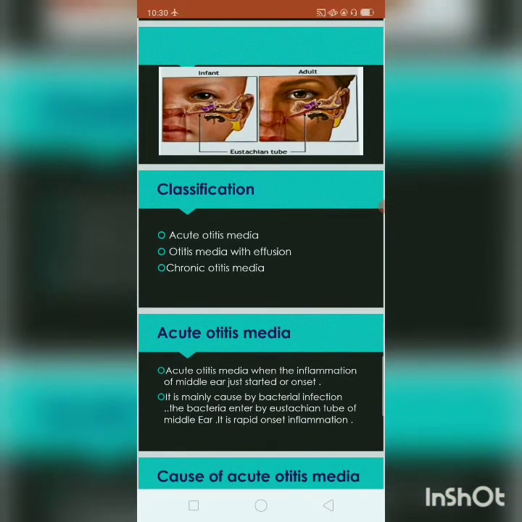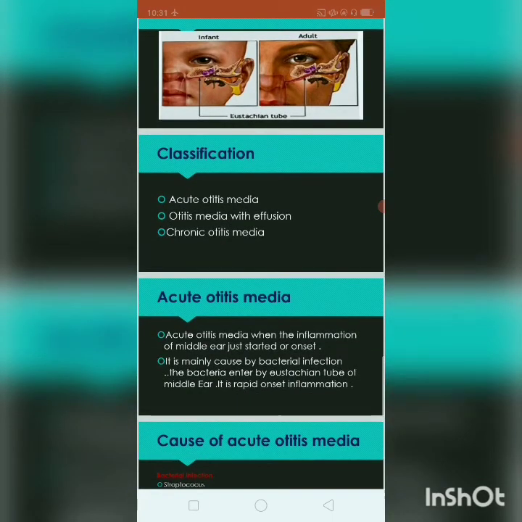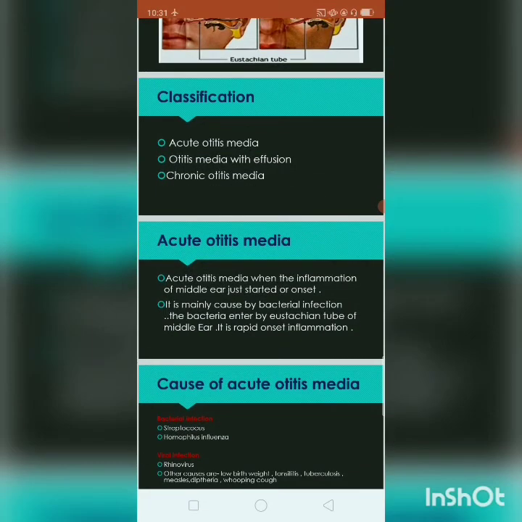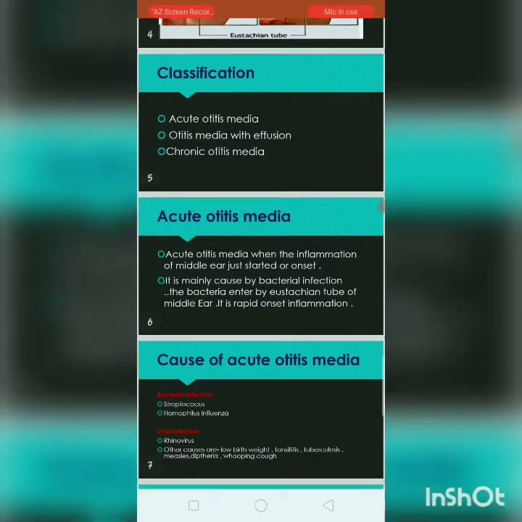Next we will see the classification of otitis media. Otitis media is mainly classified into three: acute otitis media, otitis media with effusion, and chronic otitis media. I will explain each type of otitis media. So the first one is acute otitis media.